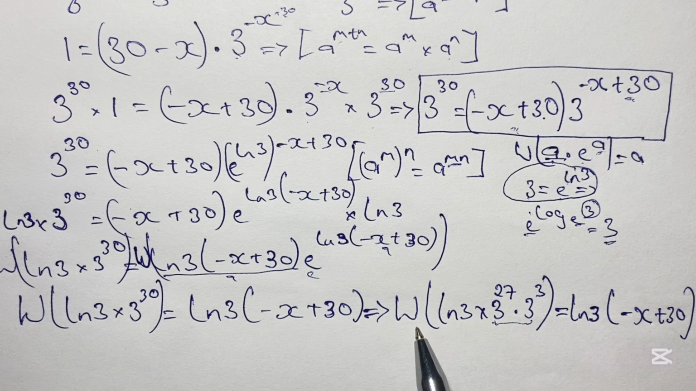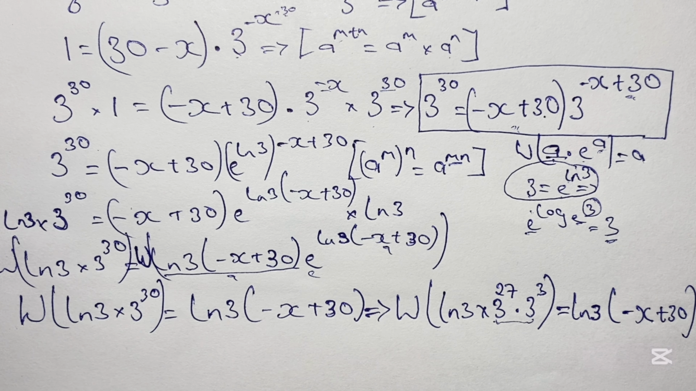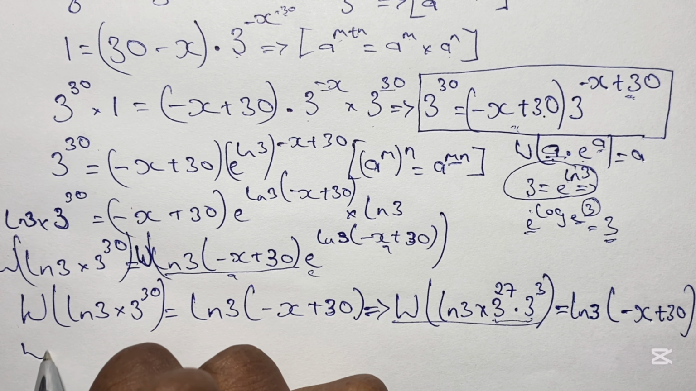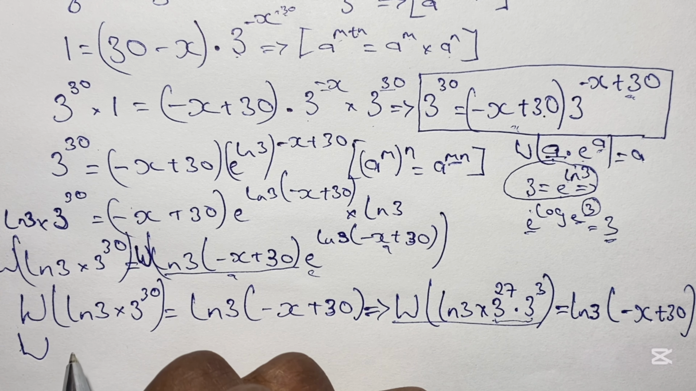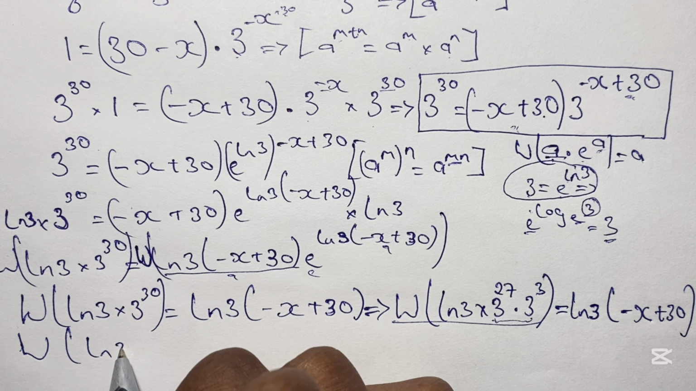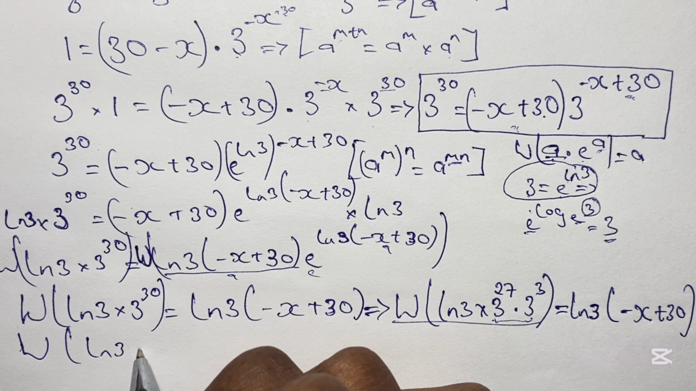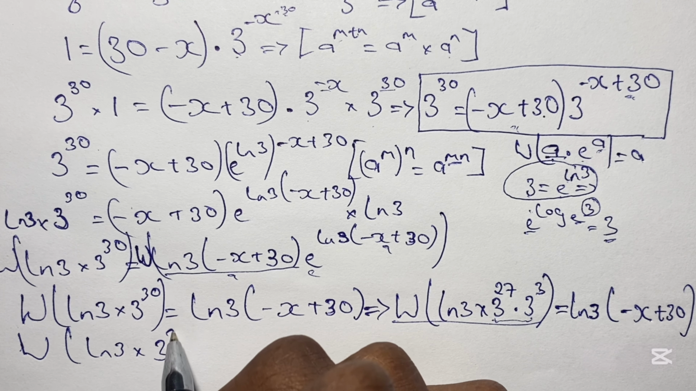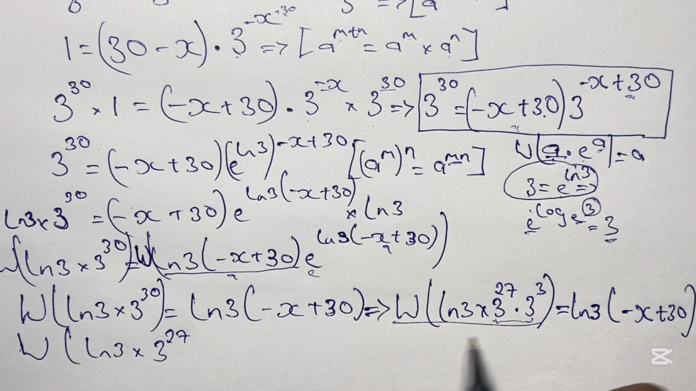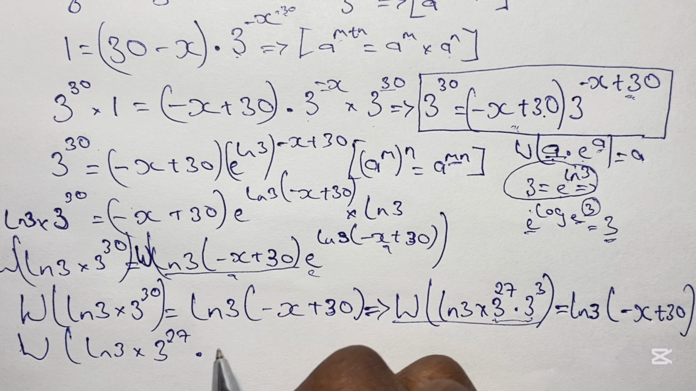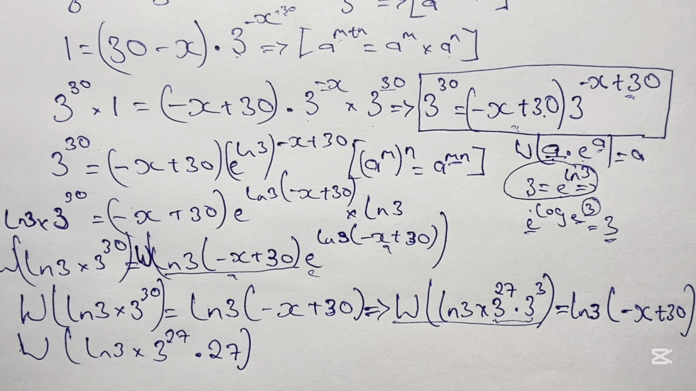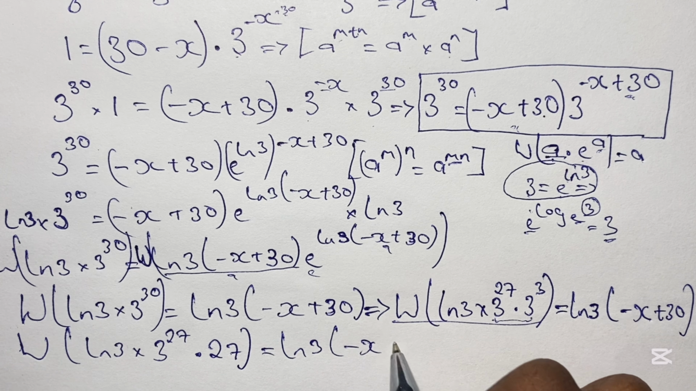So what we're going to do is continue to simplify this expression here. Now 3 to the power of 3 gives us 27. So taking this here, we'd have W in brackets ln of 3 times 3 to the power of 27, taking 3 to the power of 3 being 27, so we say times 27. And of course this is equal to ln of 3 in brackets negative x plus 30.